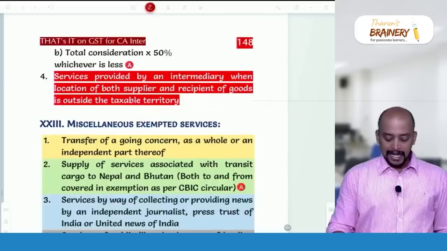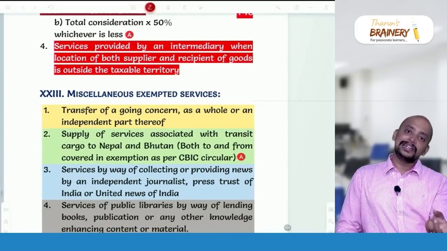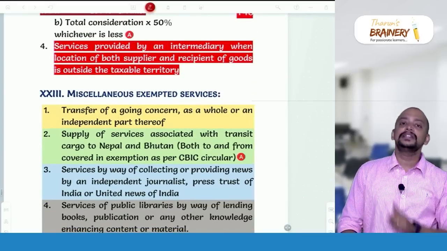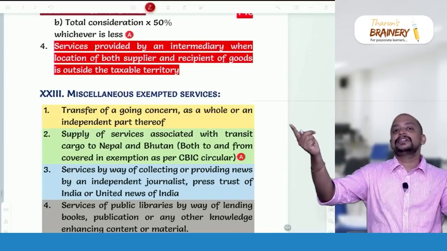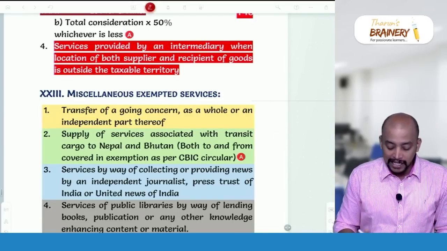This is an amendment. And then service provided by an intermediary, that is seller of goods outside India, recipient of goods outside India. There is an intermediary in India who is connecting the seller outside India and buyer outside India, for which they get a commission. That commission earned by the intermediary will be exempted.